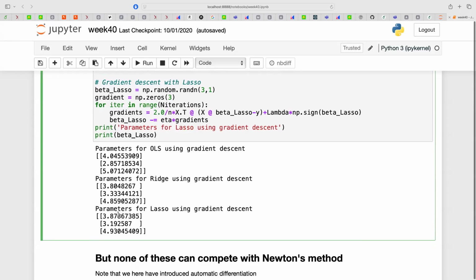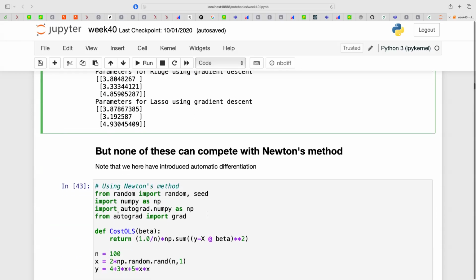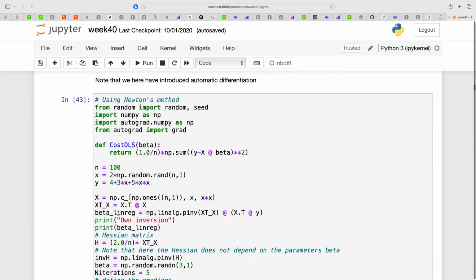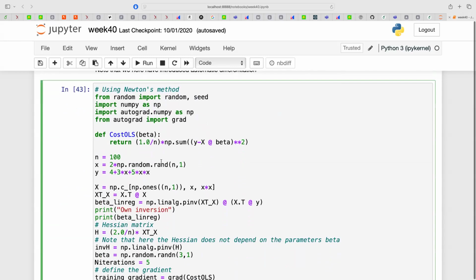But now what I wanted to have here is to set up Newton's method. So this is the same function, but now I have defined the cost function I want to optimize. And this is meant as a teaser for automatic differentiation, okay? And we are coming back to it. So I have defined the cost function, as you can see in the Jupyter notebook here.